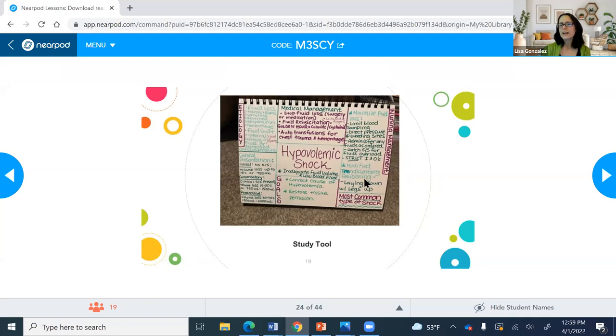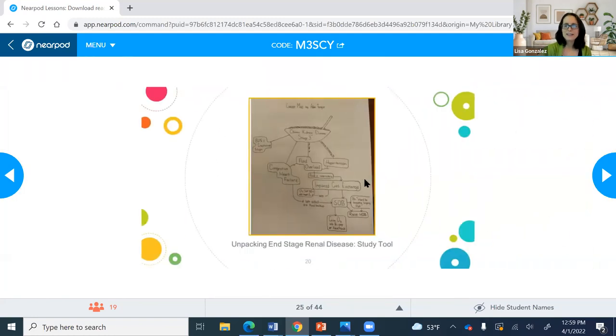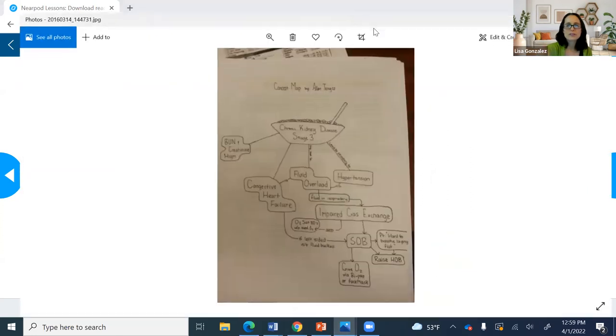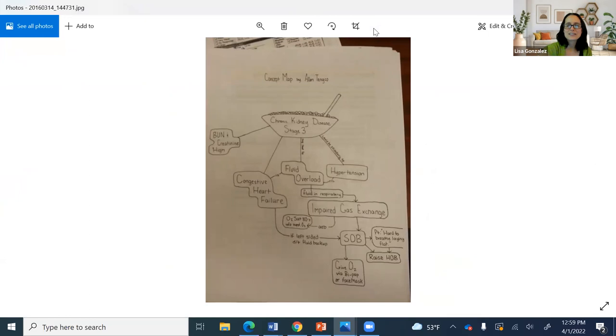This student said that the different colors help them visually remember the information better. This is actually one student from clinical. We do concept mapping in clinical, so I'll share a little bit more about how we use concept mapping in clinical overall. But I thought it was kind of fun. He did chronic kidney disease as one of his concept maps. So I'm actually going to show you the bigger picture here just because I thought it was so well done.